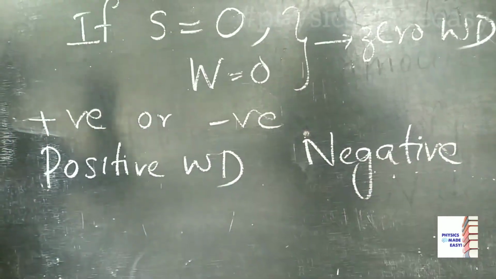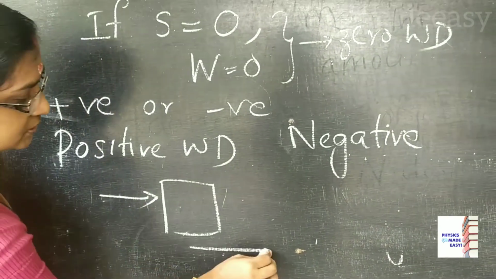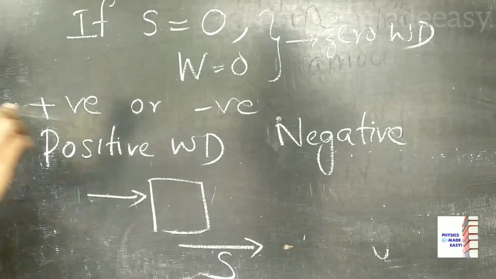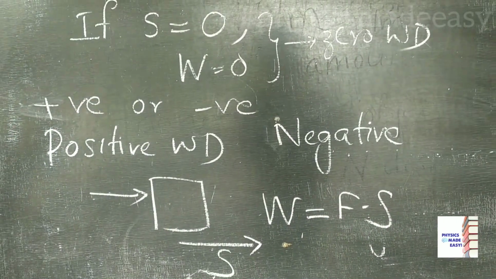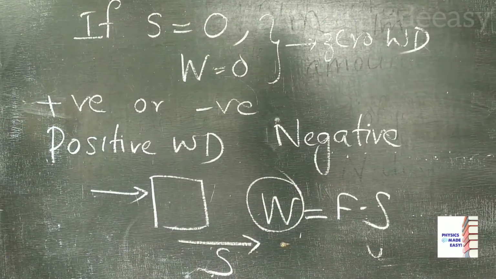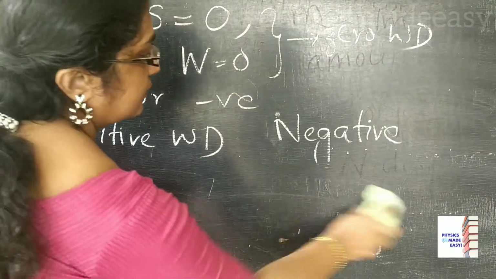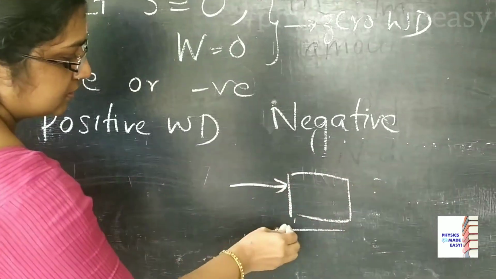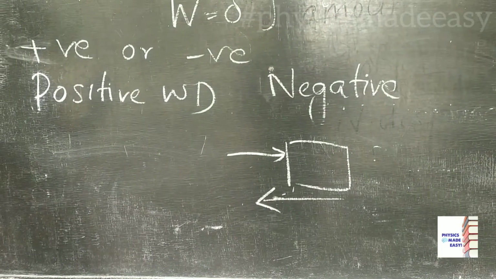When will this be positive? Here, children, the force is applied on that object and the object is displaced along the same direction of force. Then work done is equal to F into S. The direction of force and the direction of displacement are both the same, so this work done will be positive, and we call this positive work done. Now when will it be negative? If a force is applied on an object in one direction and the object is displaced in the opposite direction, there we say negative work done.